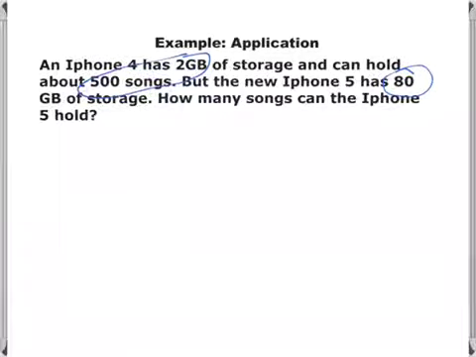All right, so we need to set up a proportion. Let's first think about how many songs and how much memory the iPhone 4 has. We know the iPhone 4 has 2 gigabytes and it holds 500 songs. Now let's compare that to the iPhone 5. It has 80 gigabytes of storage, but we don't know how many songs it'll hold. By comparing the two, we were able to set up a proportion, and now all we have to do is cross multiply and solve.